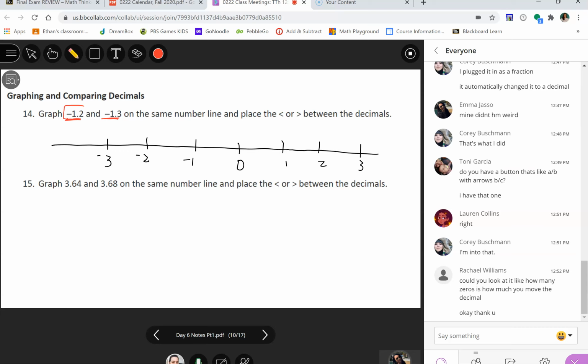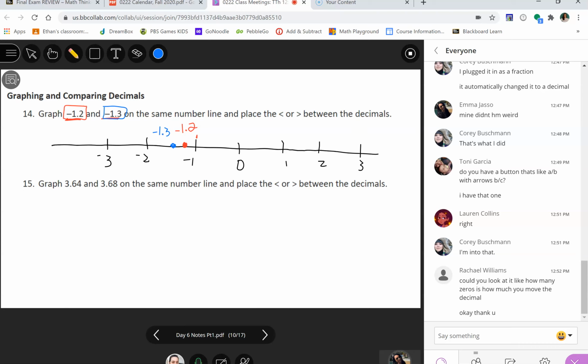So let's graph -1.2 first. I'm going to go to my -1 here, but it's -1 and a little more, so I'm just going to plot it right there. This might be -1.2. But then -1.3 is a little bit more negative. It's a little bit past that one, so it's a little bit more to the left.